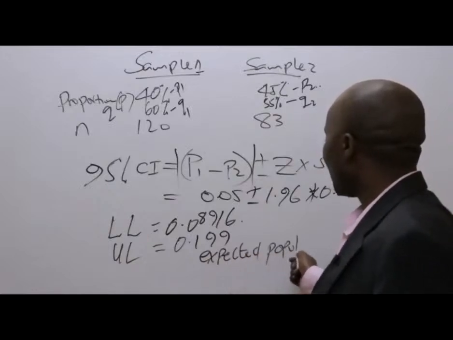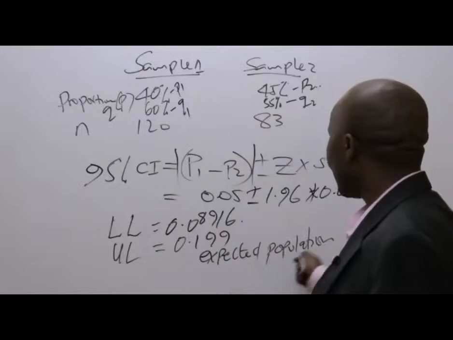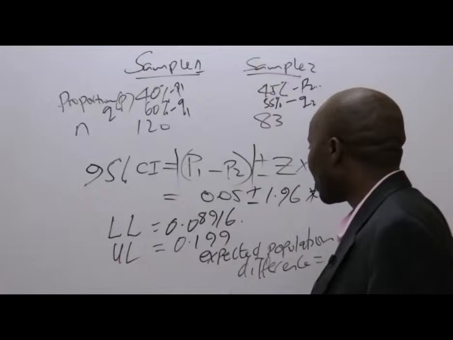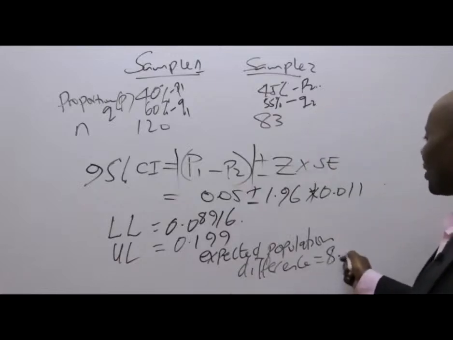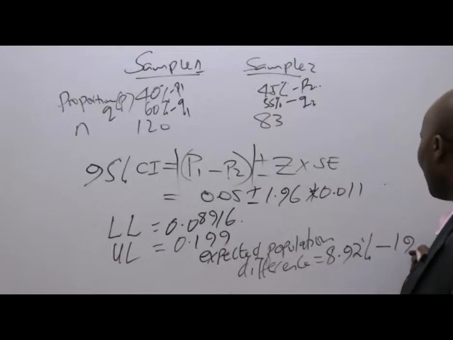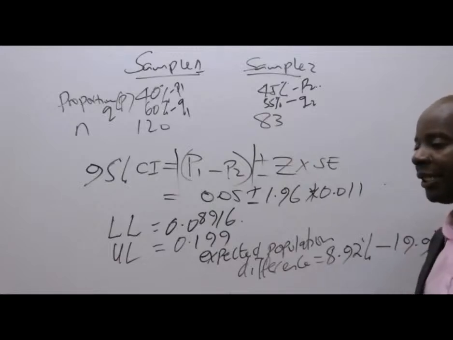expected population difference will be 8.92% all the way to 19.9%.